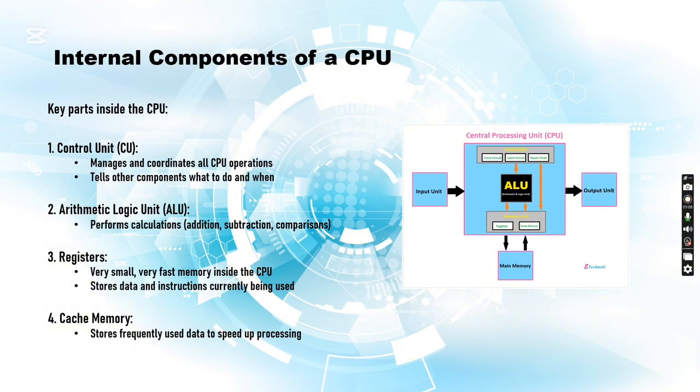The first one, internal components of a CPU. Key parts inside the CPU: control unit, manages and coordinates all CPU operations, tells other components what to do and when. Arithmetic logic unit, performs calculations, addition, subtraction, and comparisons. Registers, very small, very fast memory inside the CPU, stores data and instructions currently being used. Cache memory, stores frequently used data to speed up processing.